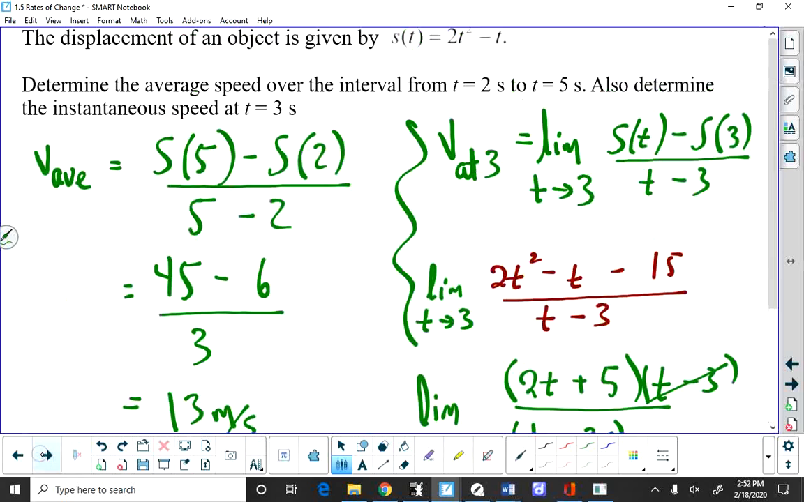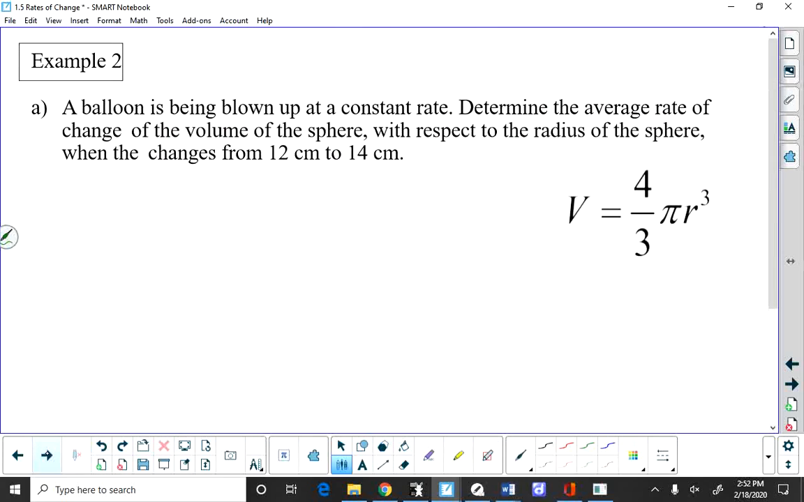All right. If I can get this thing going. There we go. Example 2. A balloon is being blown up. It turns out that the volume of the spherical balloon is equal to 4/3 pi r cubed. Determine the average rate of change of the volume with respect to the radius as the radius changes from 12 to 14.